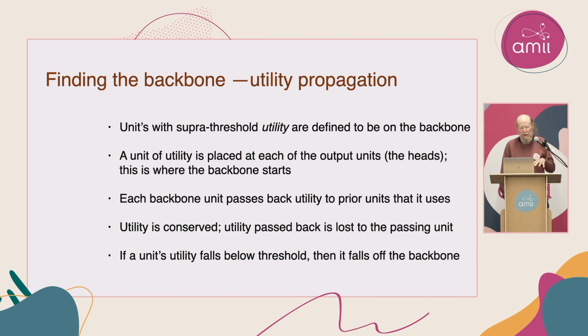Then every backbone unit that has utility will pass a portion of it back to the preceding units that have non-zero weights onto it. These are the weights that it uses. Important here is that utility is conserved. If you pass utility back to one of your predecessors, you lose that utility, and there's only so much of it. If your utility falls below a threshold, then you're no longer on the backbone. This is an outline of what a utility propagation algorithm might look like.